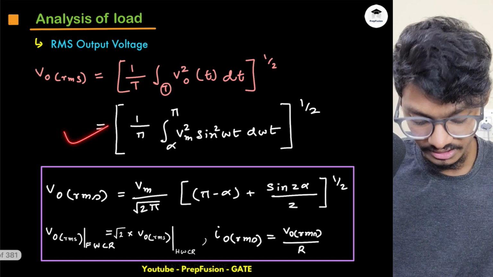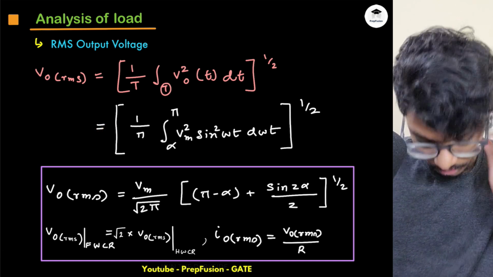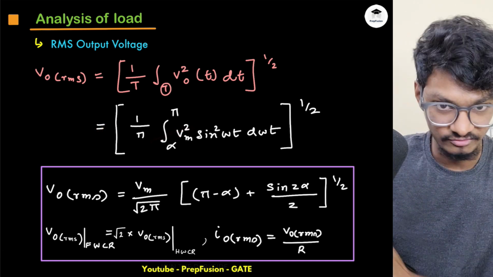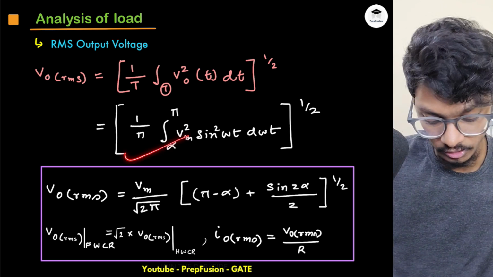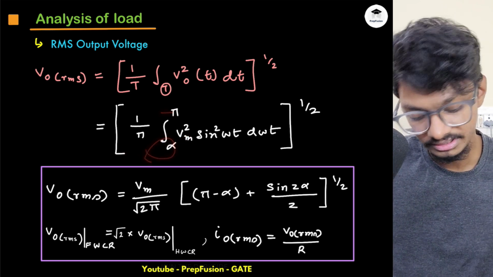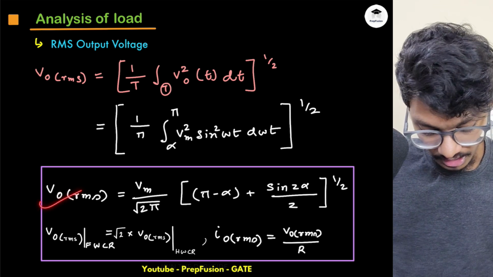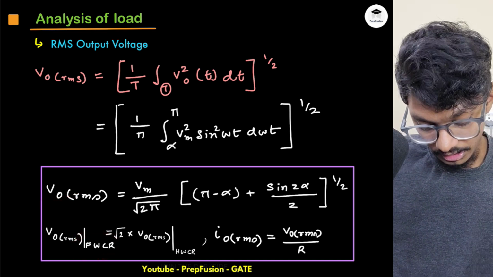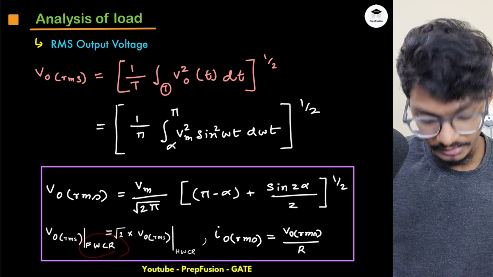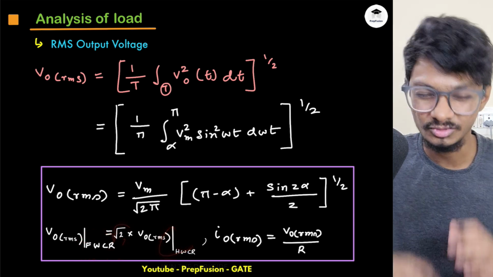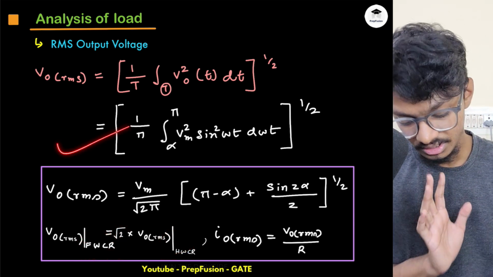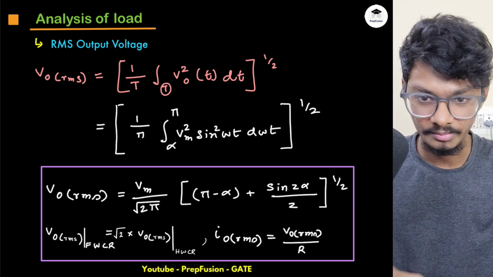And the RMS value we can derive. This is homework for you. Just derive it on your own, like I've already derived for a few other homeworks. You are just going from alpha to pi. That's it. In case of RMS, the full wave rectifier RMS value is root 2 times the half wave rectifier. So you don't need to remember this. Just understanding the derivation is enough.